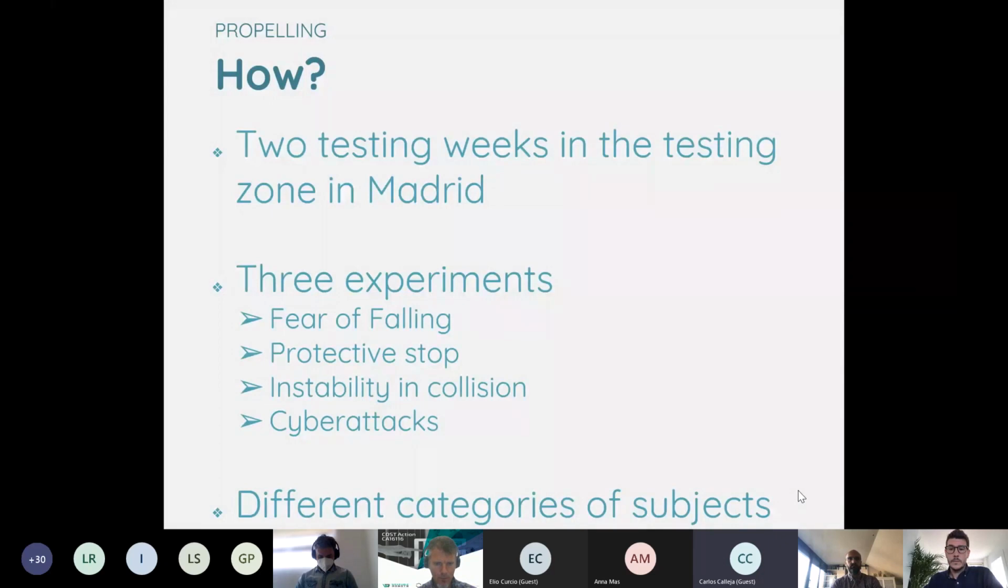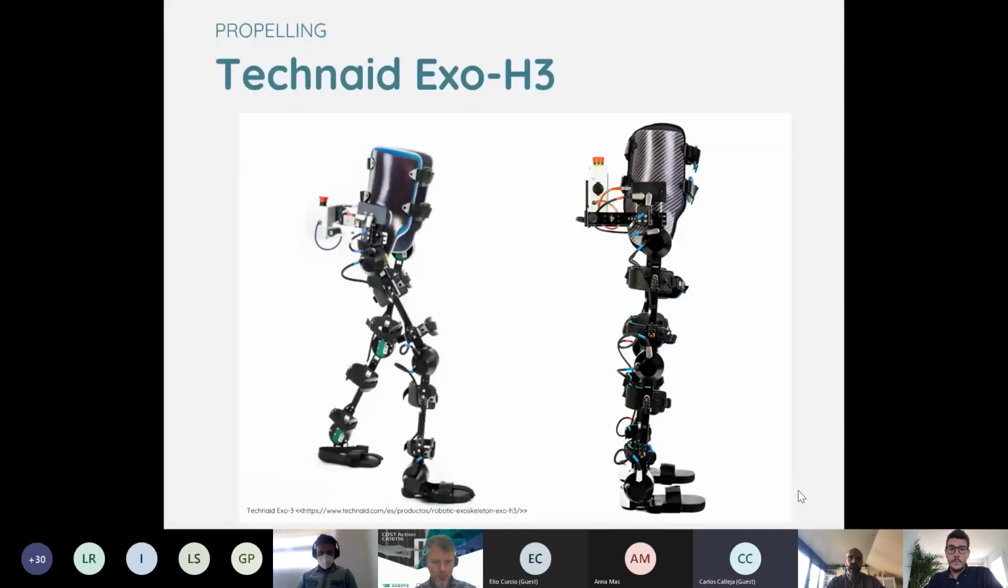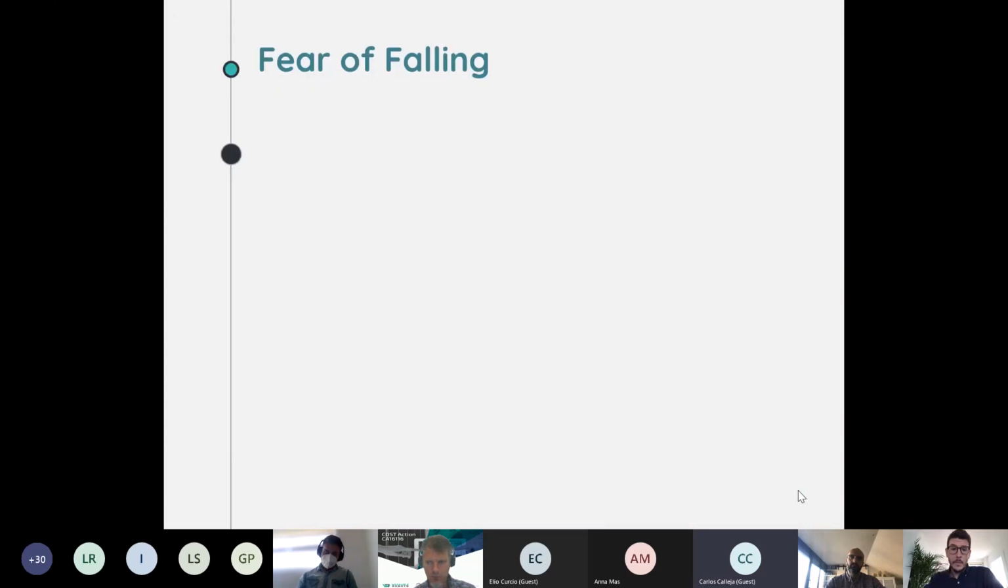We will conduct 3 experiments with the aim of unearthing 4 aspects. I will zoom into these aspects later on. And we'll be using different categories of subjects. This latter aspect is key because the ISO standard admits that there is no sufficient numerical data for specific categories of subjects, namely children or pregnant women. So that's the exoskeleton we'll be using in our testing facilities, and these are the issues we are tackling.